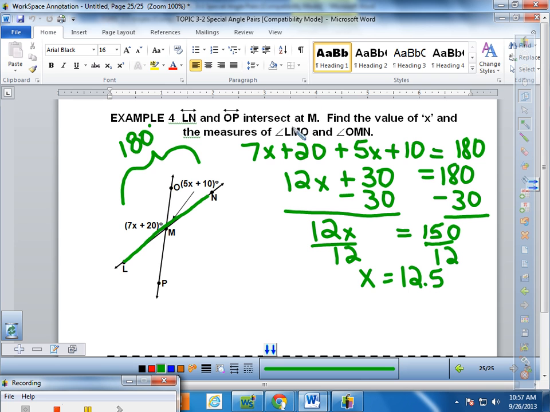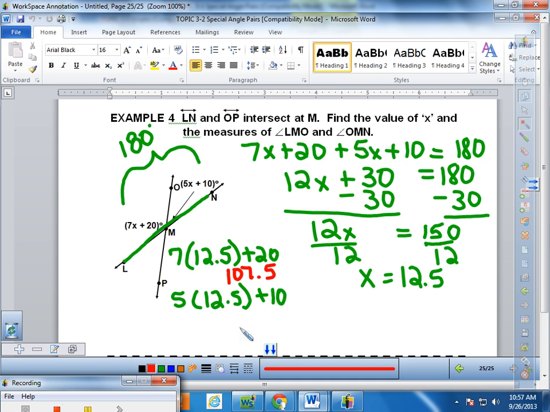Now, they want to know the measure of LMO and OMN. So all you have to do is take the 12.5 and plug it in both of these for x. So you're going to have 7 times 12.5 plus 20 for one answer, and 5 times 12.5 plus 10 for your other. So your final answers will be 107.5 and 72.5. All right, next.